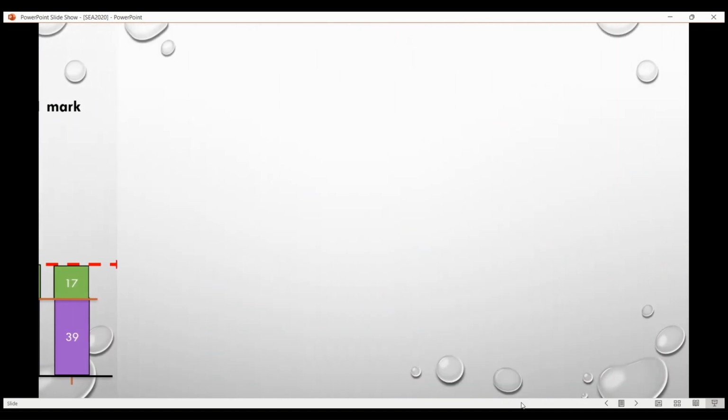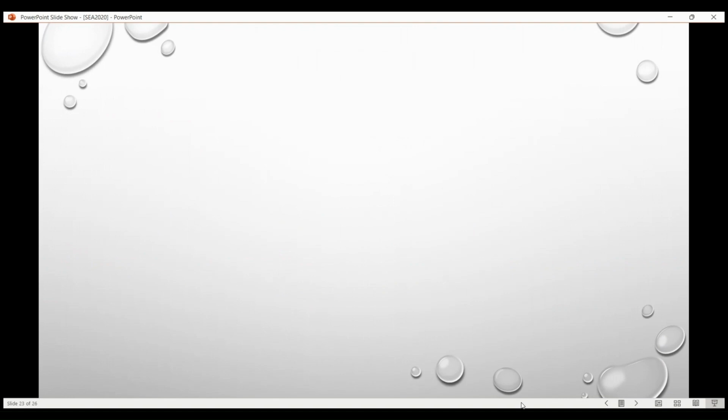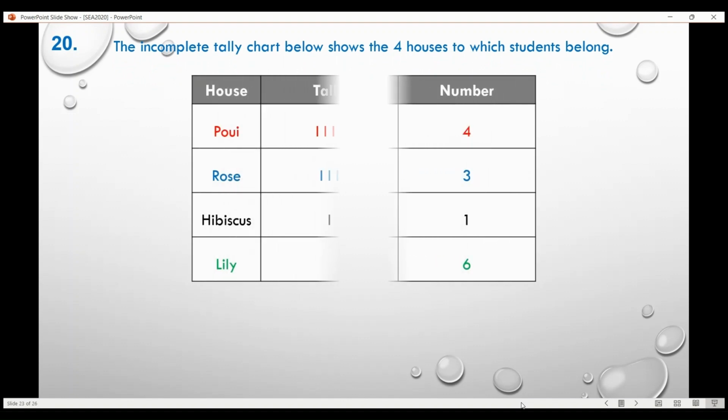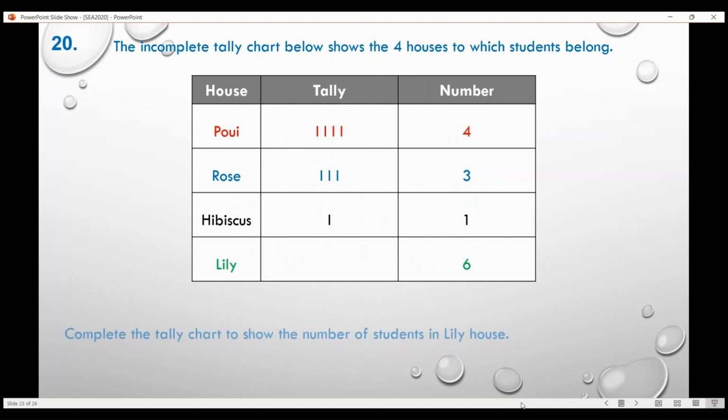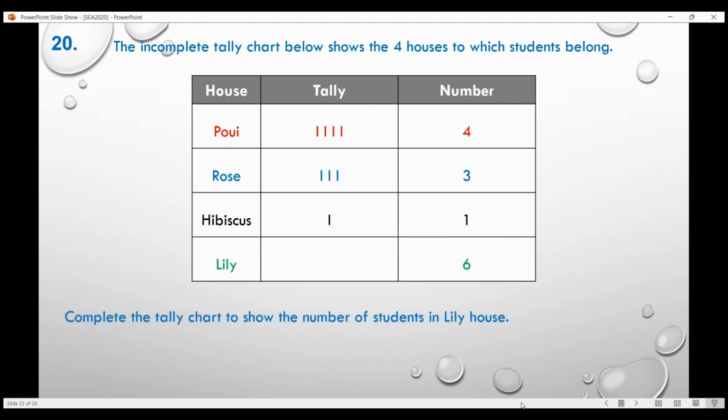Now we come to our final question on this video, which is the end of section 1, number 20, which will also be statistics. The incomplete tally chart below shows the 4 houses to which students belong: Pui, Rose, Hibiscus, and Lily. Complete the tally chart to show the number of students in Lily's house. So we're missing Lily. If you look at the tally chart, we know Pui has 1, 2, 3, 4. So there are 4 of them in that house. 1, 2, 3 for Rose, with 3 students in the Rose house, 1 student in Hibiscus, and 6 students in Lily. So how do we represent that?